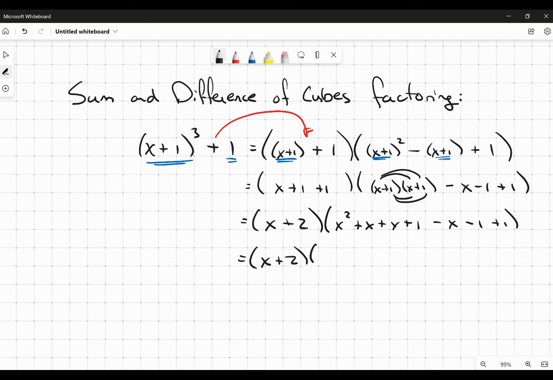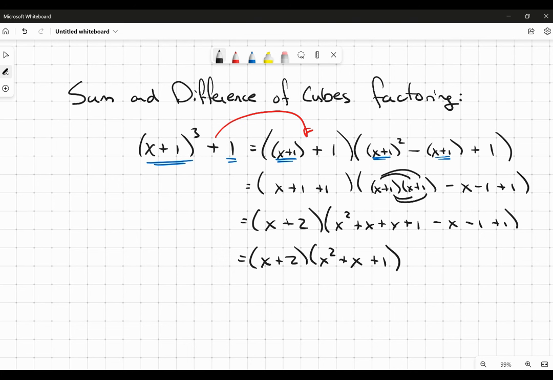So we get x plus 2. Then we've got x squared. I've got x plus x is 2x, minus x is going to be plus x. 1 minus 1 plus 1 leaves me with a plus 1. And so there we go. When we factor that initial expression down and then simplify each of the factors, we get x plus 2 multiplied by x squared plus x plus 1.